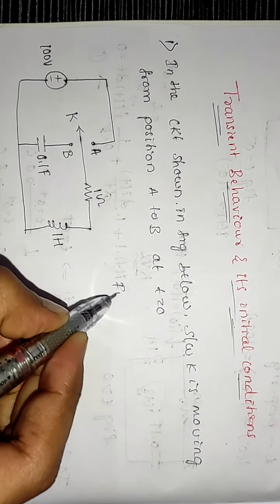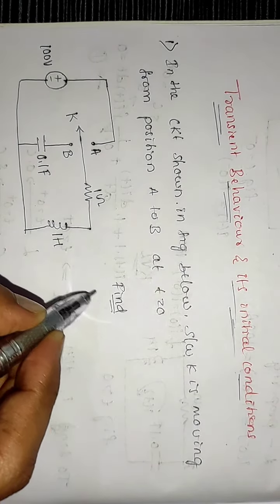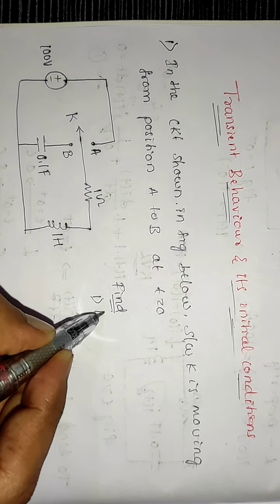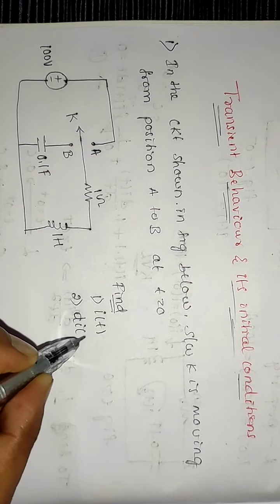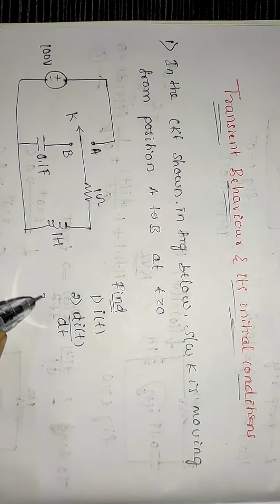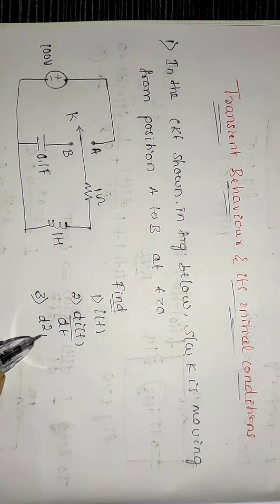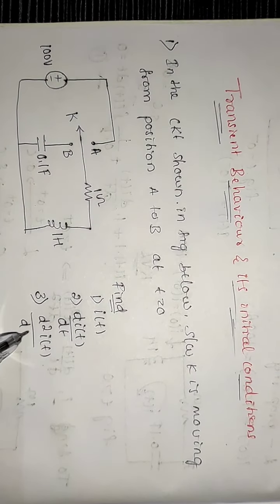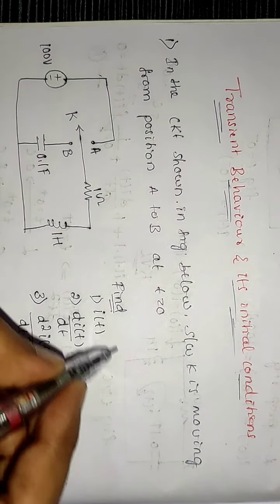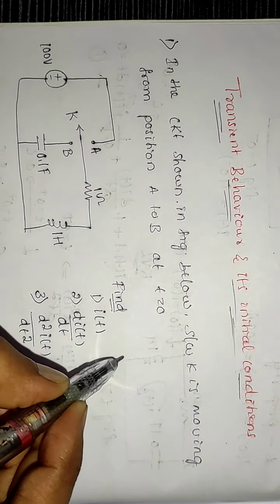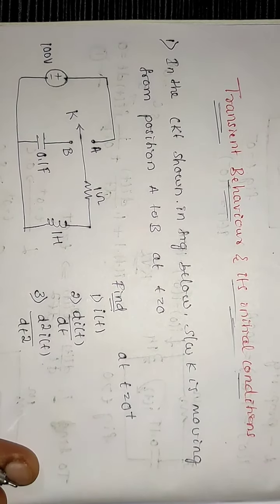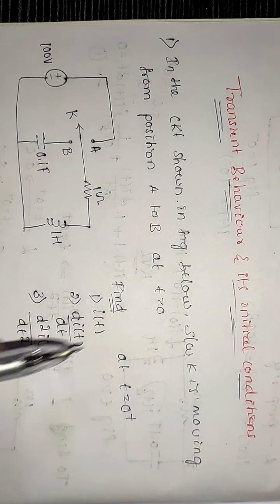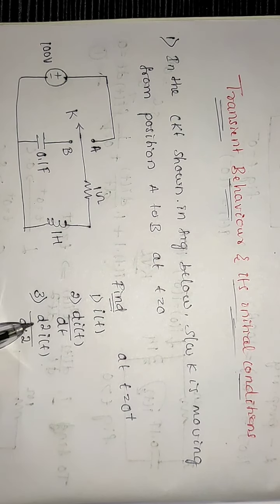Here we have to find the first one, i(t), the second one, di(t)/dt, and the third one, d²i(t)/dt². At t equals 0 plus, we have to find i(t), di(t)/dt, and d²i(t)/dt².